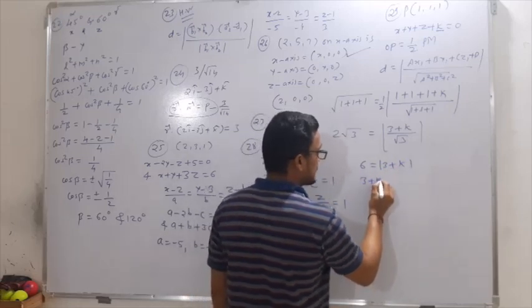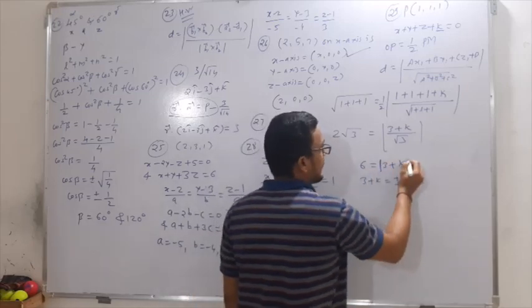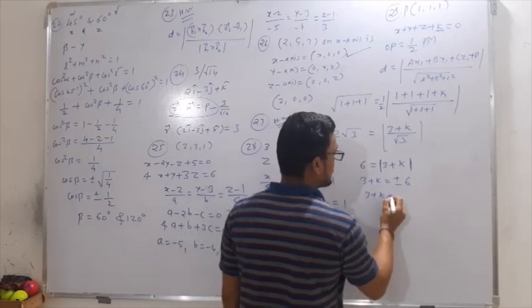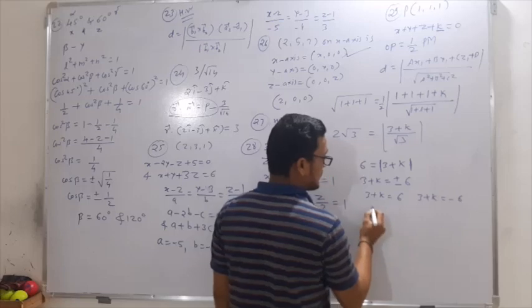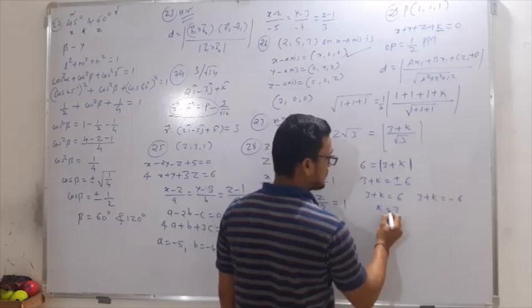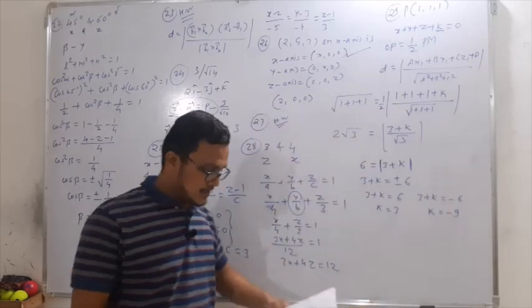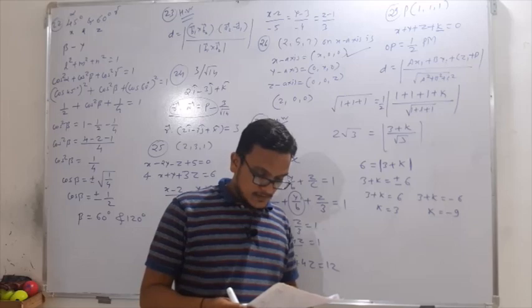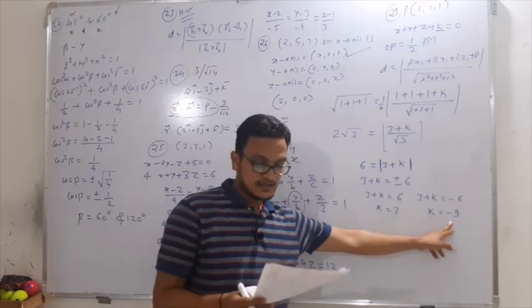So 3 plus k is equal to plus or minus 6, when you remove this magnitude, or you can say modulus sign. Then 3 plus k is equal to plus 6, 3 plus k is equal to minus 6. Then k is equal to 3 or k is equal to minus 9. Then in this option, the fourth will be correct, which has 3 as well as minus 9.